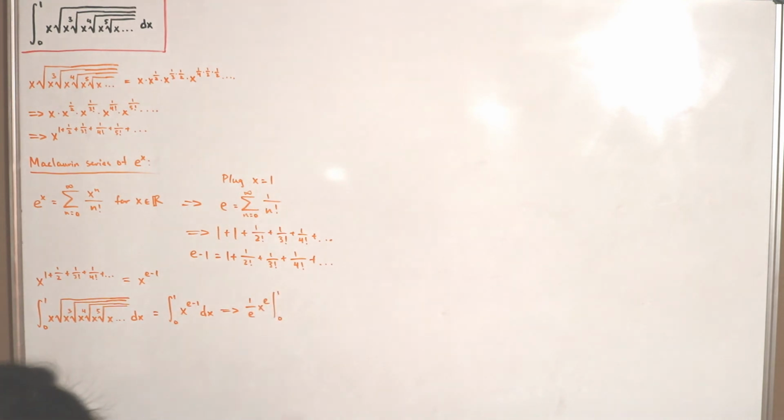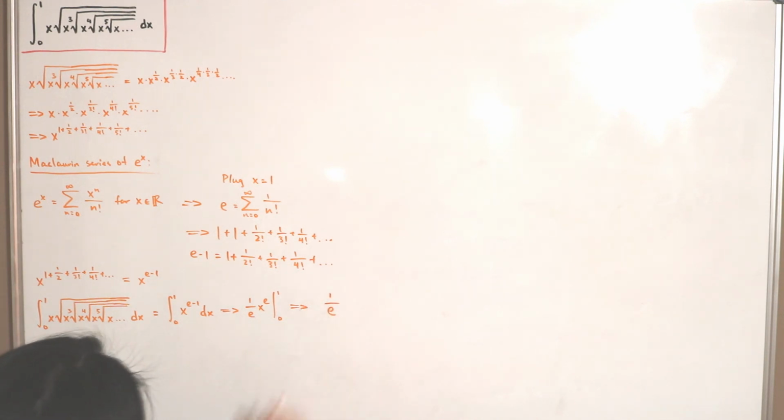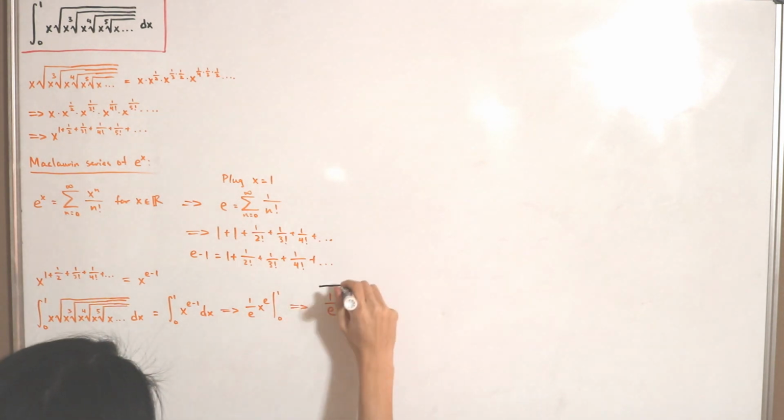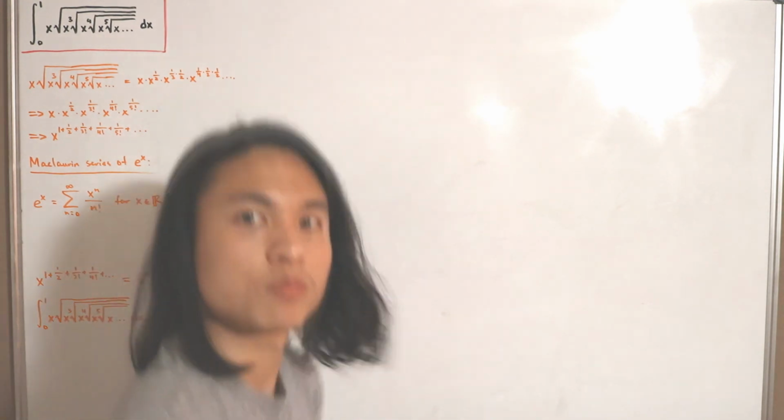If I plug 0 for x, it's just going to be 0. And if I plug 1 for x, 1 to any exponent always remains 1. And so the conclusion is that this integral is equal to 1 divided by e, like so. All right then, that's pretty cool if you ask me.